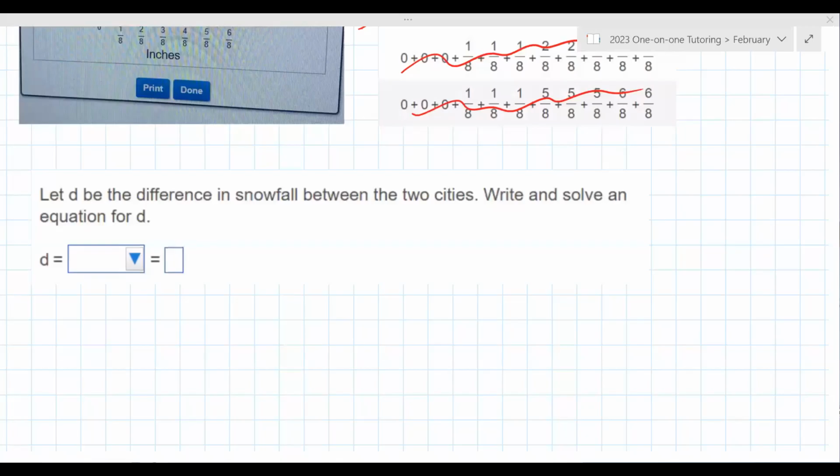Okay, so it says let D be the difference in snowfall between the two cities. Actually, I should have had you show me what was in the drop down, but it's going to be 6 minus 5 over 2. Do you see that in the drop down? Yes. Is that somewhere in the drop down here? No. Okay, why don't you share your screen again and we'll look at the drop down together. Sorry about that. I should have grabbed it.